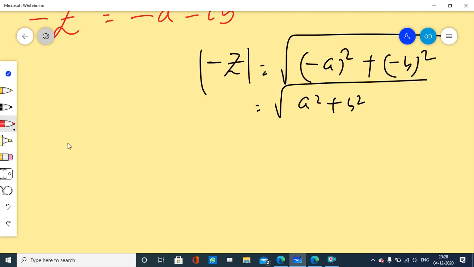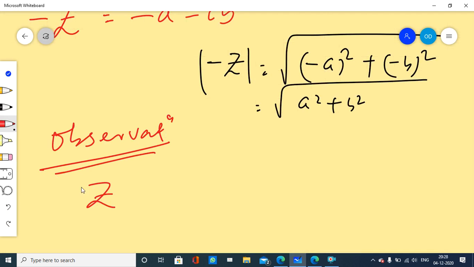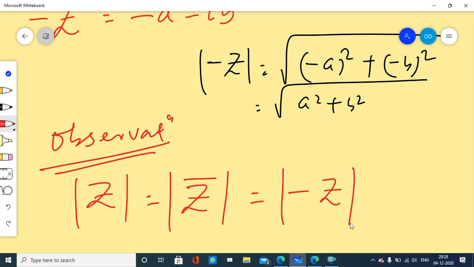So from here we made an observation that the modulus of any complex number is the same as the modulus of its conjugate, which is the same as the modulus of its additive inverse. Obviously, the modulus of a complex number is the same as the modulus of its additive inverse. Z conjugate is also a complex number. So the modulus of this complex number must be equal to the modulus of its additive inverse, right?